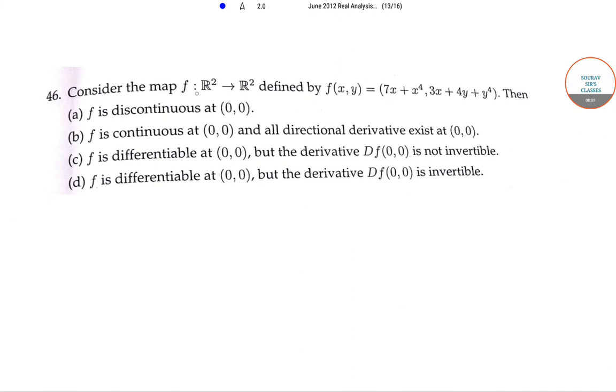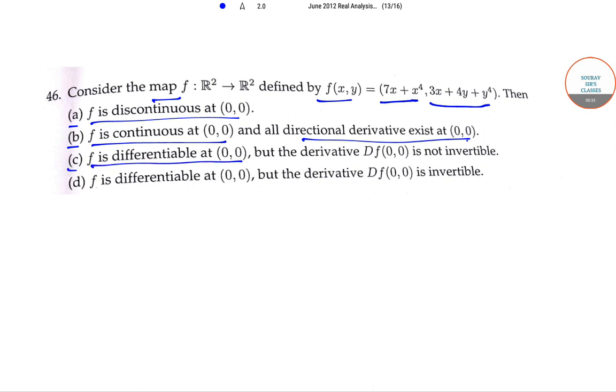The question is: consider the map f defined by f(x, y) = (7x + x^4, 3x + 4y + y^4). Then option A, f is discontinuous at (0, 0). Option B, f is continuous at (0, 0) and all directional derivatives exist at (0, 0). Option C, f is differentiable at (0, 0) but the derivative df(0,0) is not invertible.